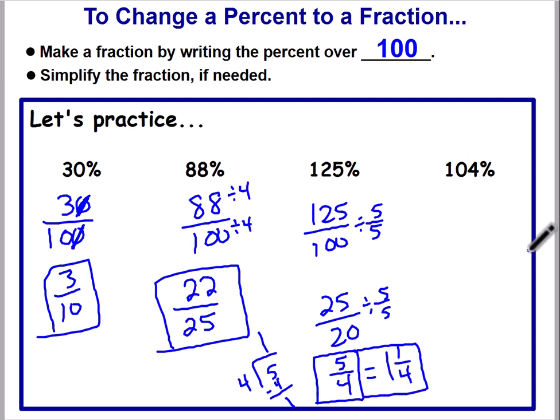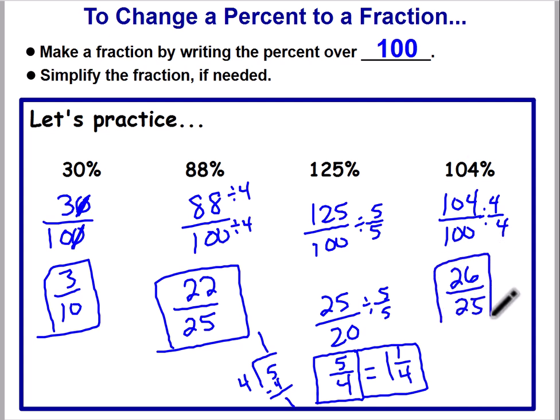And our last one is 104%. So you could put the 104 over 100, simplify, divide by 4, and you're going to get 26 over 25. Simplified, there we go. You can change it back to a mixed number if you want to. How many 25s are in 26? Just 1, so 1 group of 25. When I subtract 25 from 26, I have 1 remainder, and the denominator stays the same.